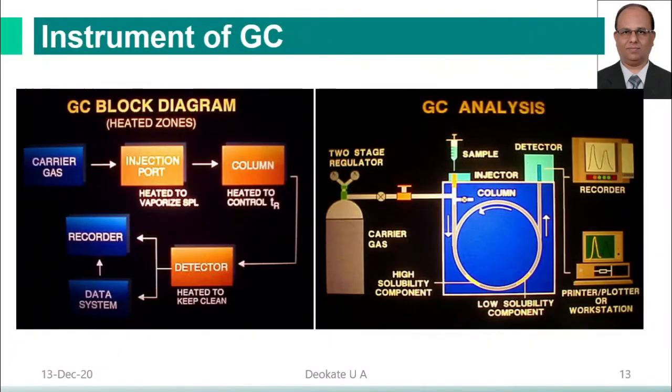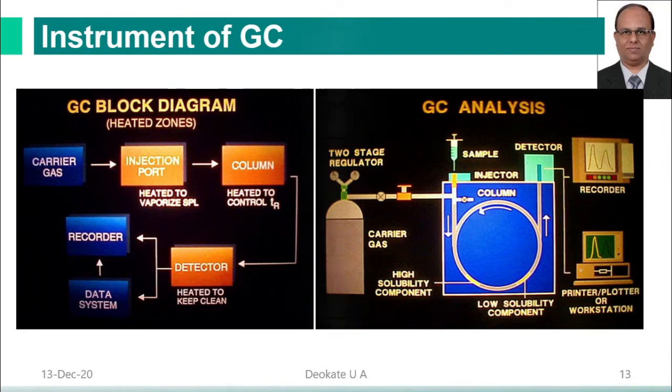So you can see this is the block diagram of the instrument and the schematic representation of the chromatographic instrument. You can see that there is a carrier gas, then the injection port. It is heated to vaporize the sample, then the column, which is heated to control the retention time and to maintain the volatility of the sample. Then the detector, which is also heated by a separate oven to keep it clean. Then the data systems and recorders. These are the block diagram components of your gas chromatographic instrument.